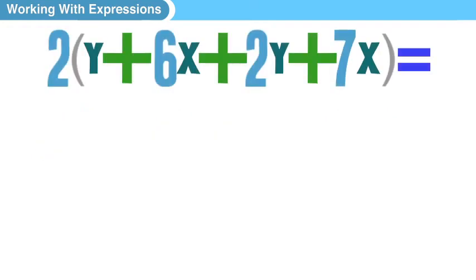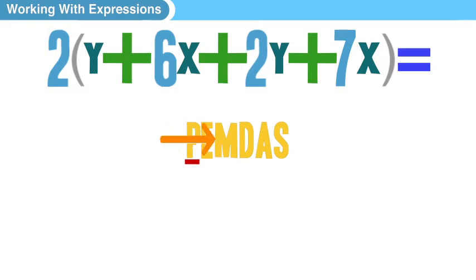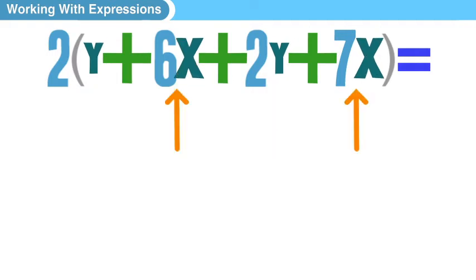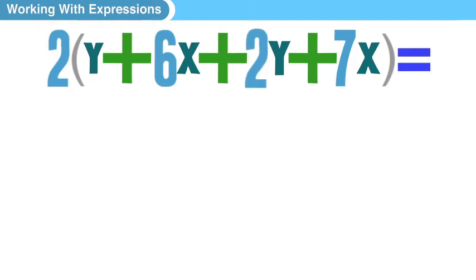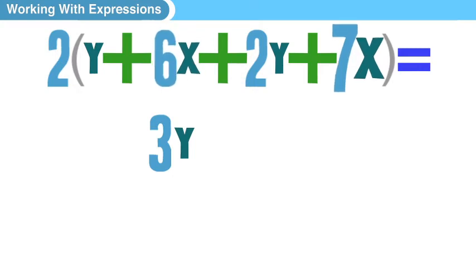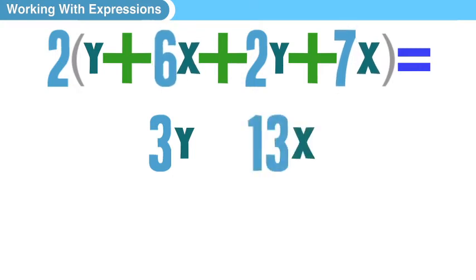Okay, now we have this other expression. It's a little scarier looking maybe: 2 outside of the parentheses, y plus 6x plus 2y plus 7x. PEMDAS, the order of operations, tells us we need to do what's inside the parentheses first, so we want to combine like terms. You'll notice they're all mixed up. You've got the y's and some x's, and you can't combine y's and x's, but you can combine y's with each other and x's with themselves. So we're going to move them around. We have the y and the 2y, which makes 3y. We're just adding them together. And then the 6x and the 7x give us 13x. We just combined our like terms.